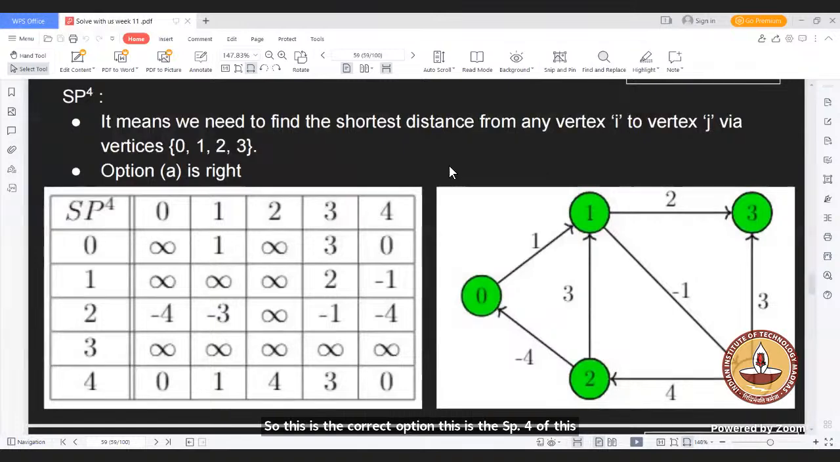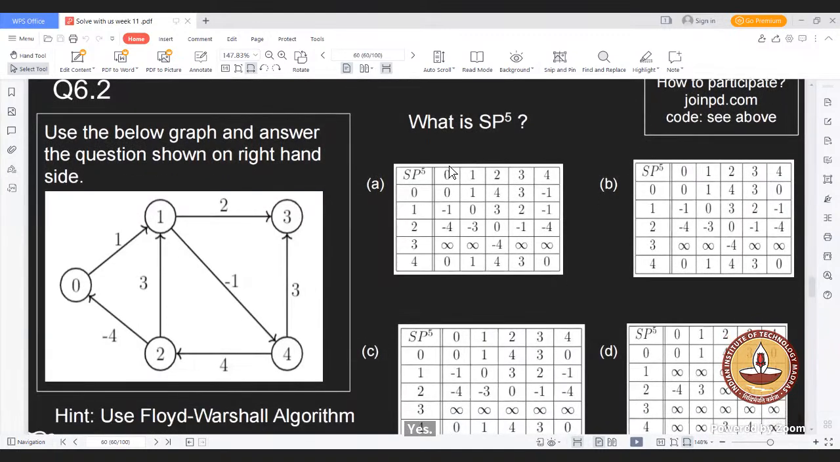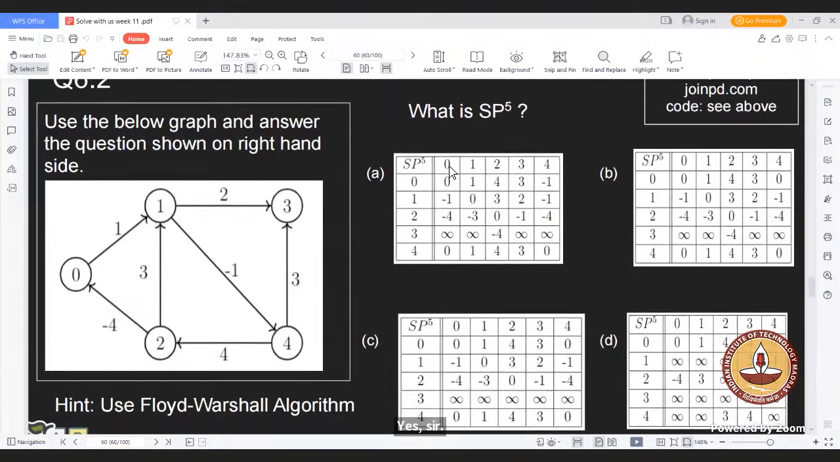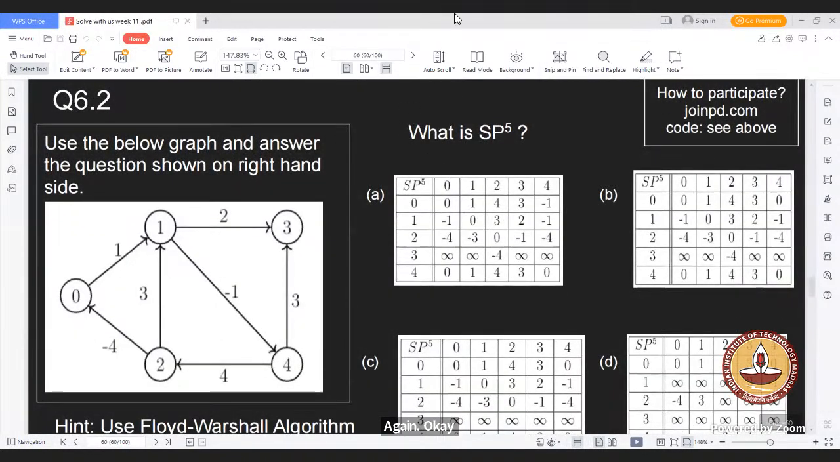Can we go to the next one? I think the minimum cost spanning tree is left. Okay, so they're asking what is SP5 again. I'll just give you 5 minutes to calculate SP5. It is just a similar concept. Now we can go via all the vertices 0, 1, 2, 3, 4.